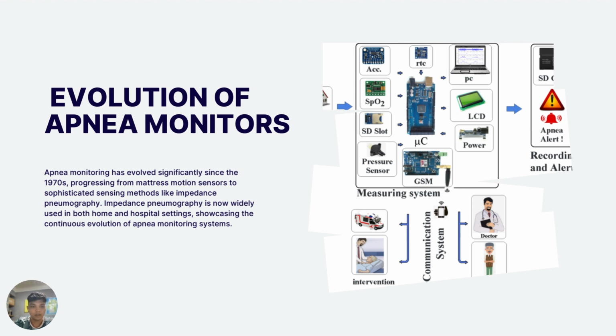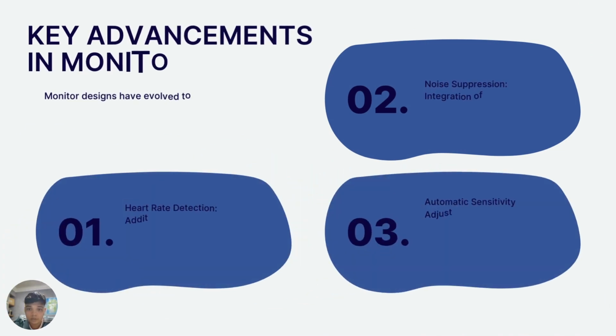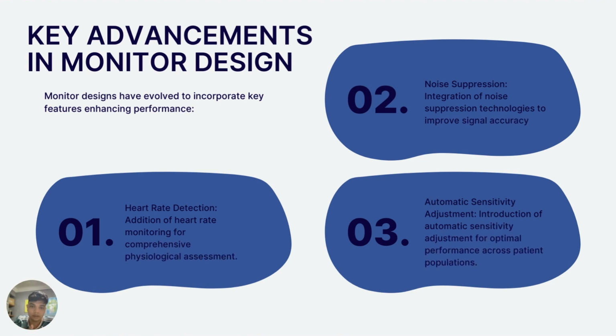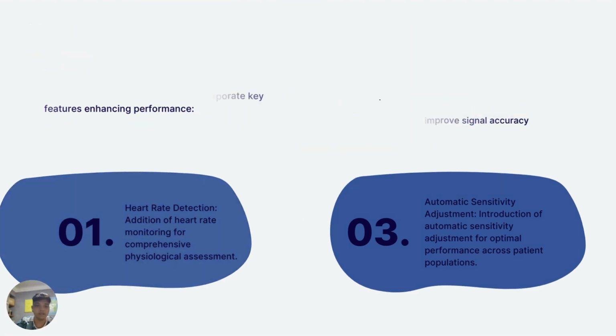As of now, modern apnea monitors incorporate a plethora of features and functionalities beyond simple apnea detection. These include heart rate detection, as well as noise suppression technologies, automatic sensitivity adjustments, and advanced signal processing algorithms. These additions enhance the accuracy, reliability, and usability of monitoring systems, catering to the diverse needs of patients and healthcare providers.